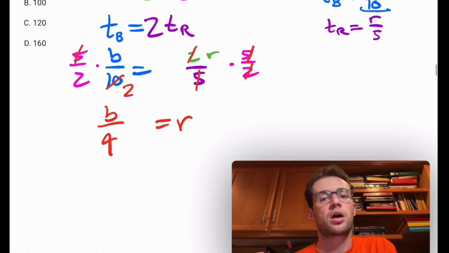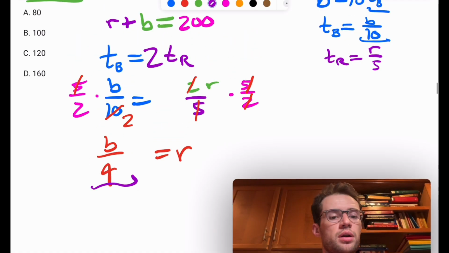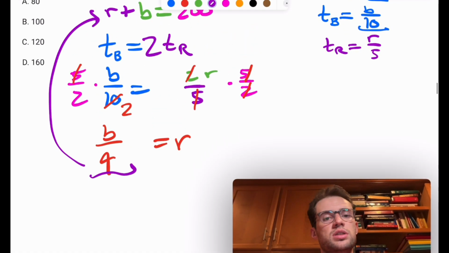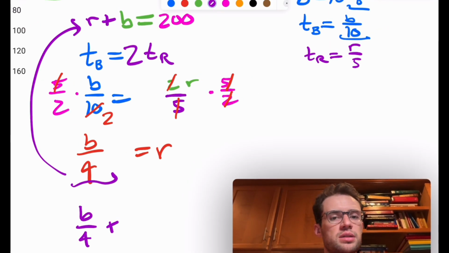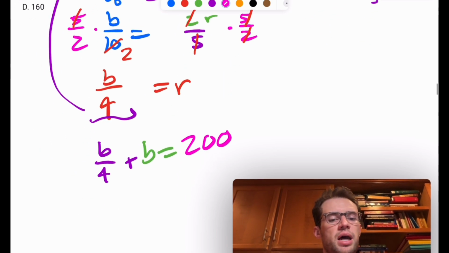And so B over 4 equals R. Now I can substitute B over 4 into this other equation. So instead of R plus B, I'm going to write B over 4 plus B is equal to 200. And now I can just combine them. I'll just multiply this by 4 over 4.